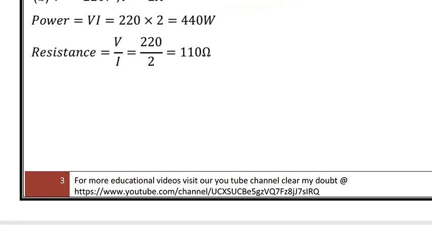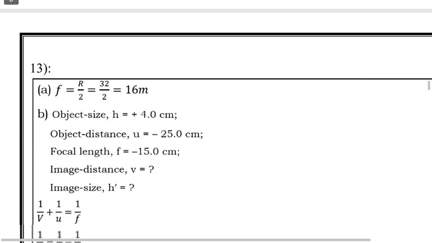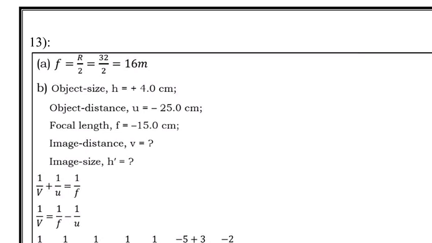So next question, 13th question. Find the focal length of a convex mirror that has a radius of curvature 32 centimeter. This is question number A. So we have to find out the focal length of a convex mirror. Focal length is given by F equals R by 2, where R is given as 32 centimeter. So it becomes 16 centimeter.